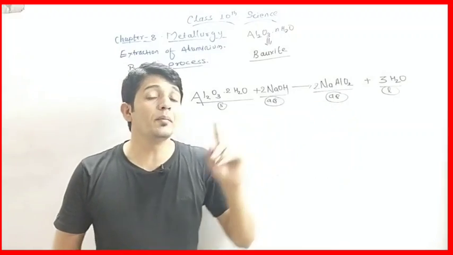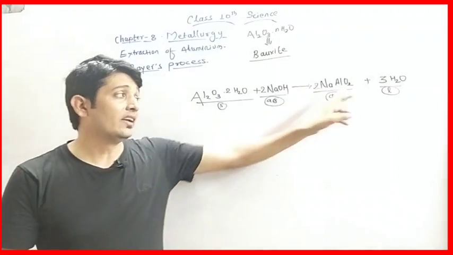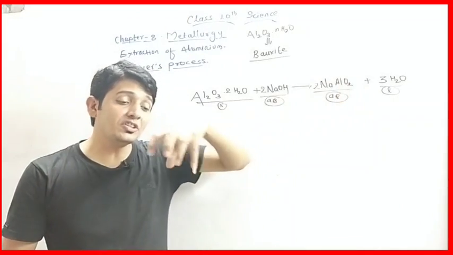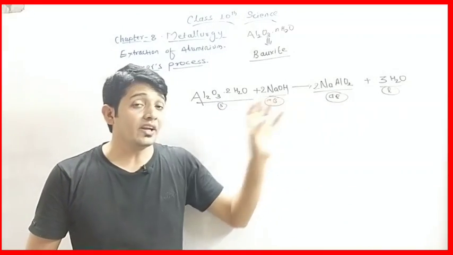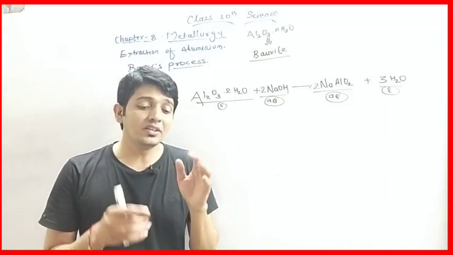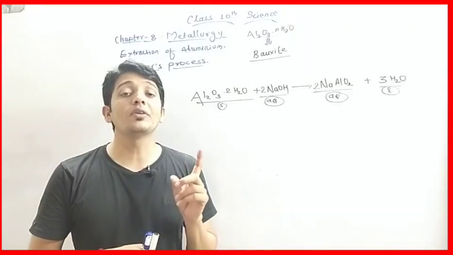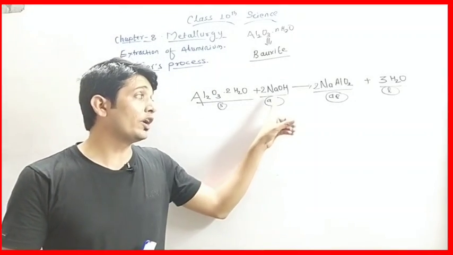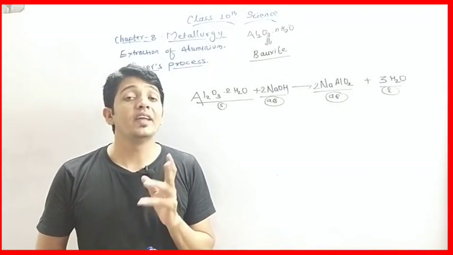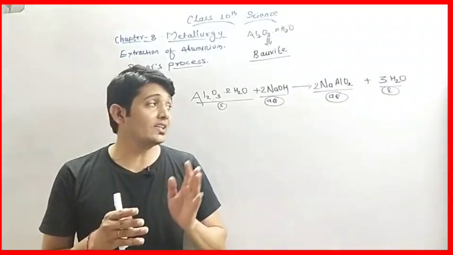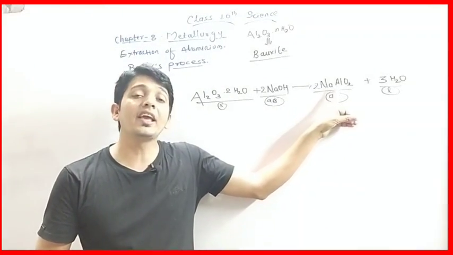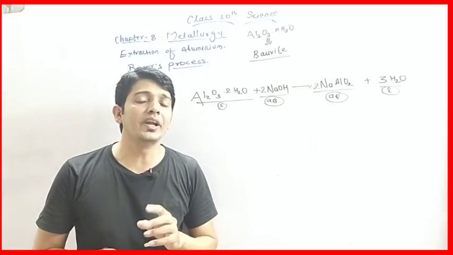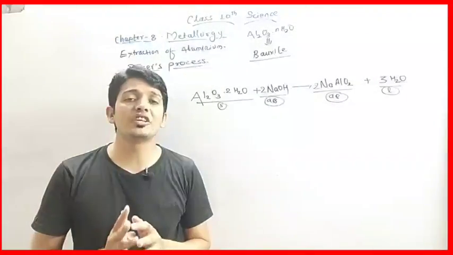It is sodium meta-aluminate. Then sodium meta-aluminate is dissolved in sodium hydroxide solution, that means it is found in aqueous form. So other unwanted impurities like ferric oxide, which do not dissolve in sodium hydroxide, that means we can separate the impurity and the aqueous solution of NaAlO2, that is sodium meta-aluminate, by the simple filtration method.